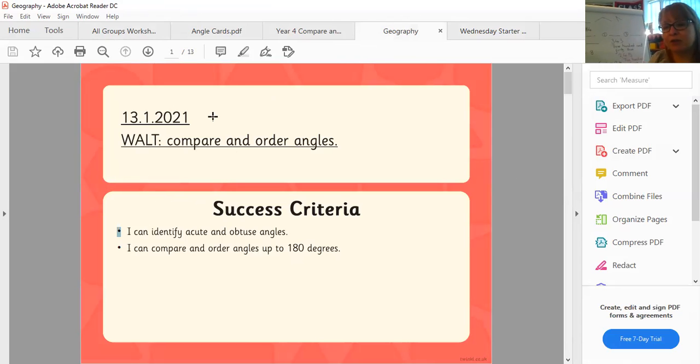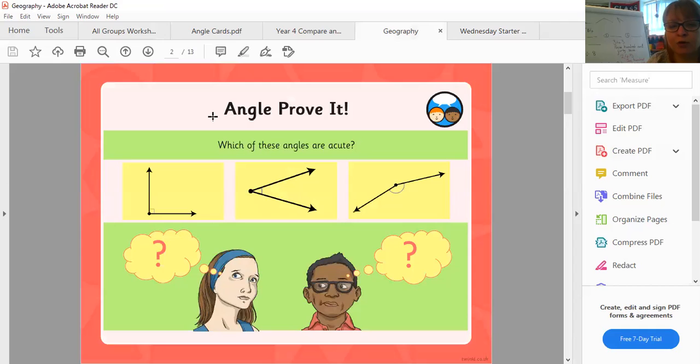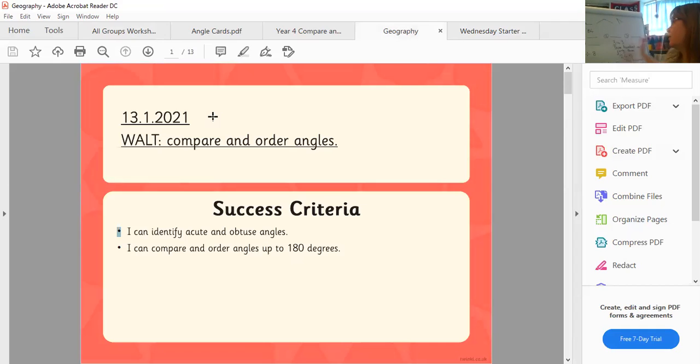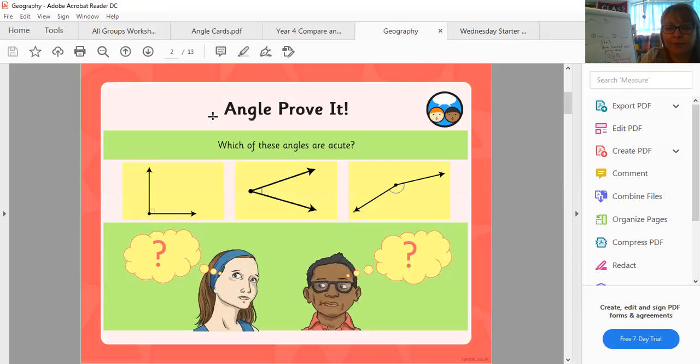So I've already mentioned to you before you did your starter to the lesson about the angles that we learnt yesterday, the right angle, the obtuse angle, and the acute angle. We've already learnt about those three. So now we're going to take that a little bit further, and you're going to learn about one more angle as well. So how could I prove it then? Looking at my screen, which of these are acute? Prove it.